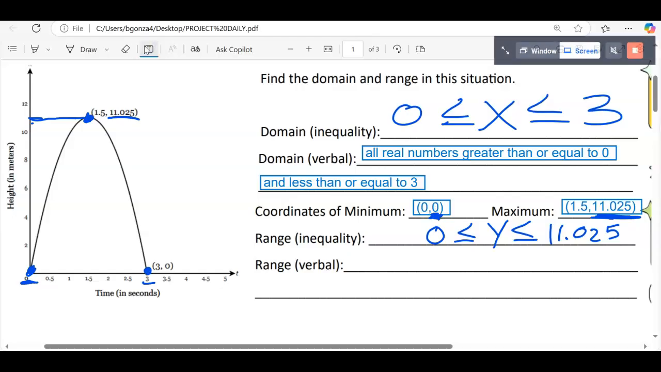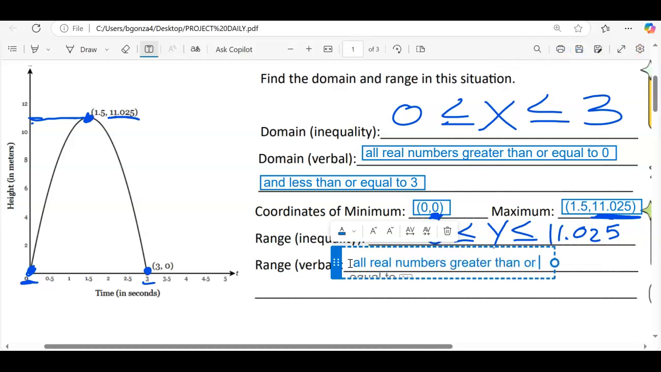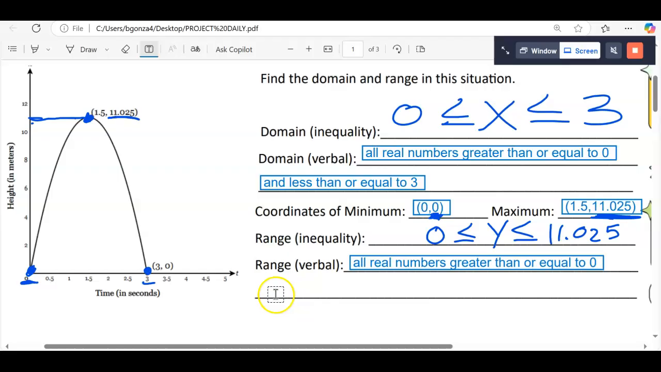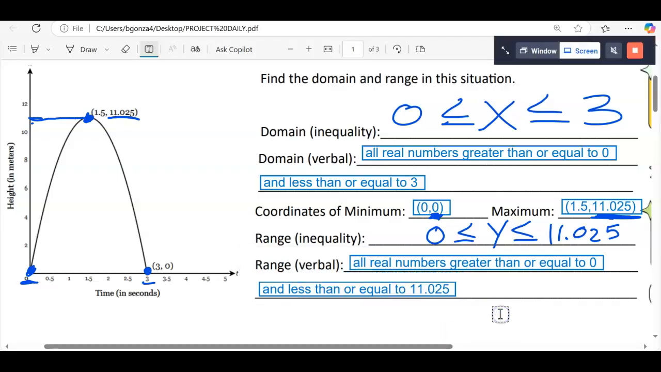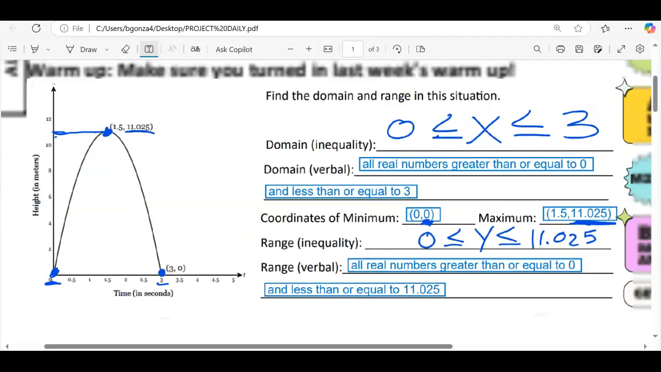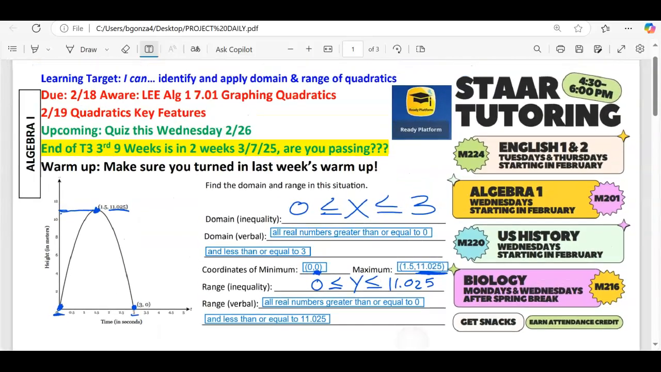And then verbally, you're going to do it the same way we did the domain. You're going to start off with all real numbers. You're going to start off with greater than or equal to 0. That's the least value. And it's going to be less than or equal to the top value, 11.025. And that is your warm-up.